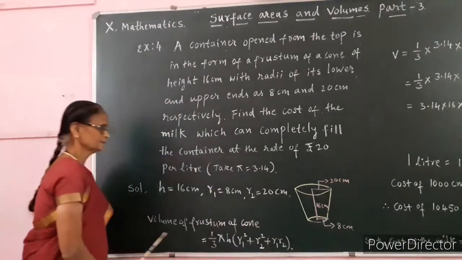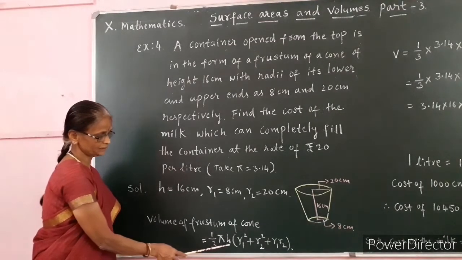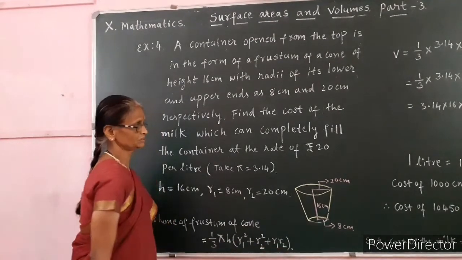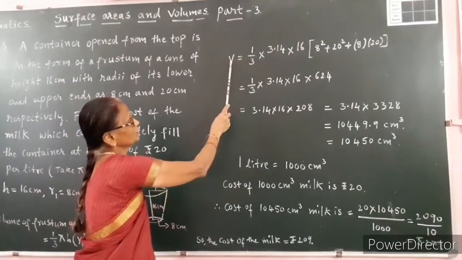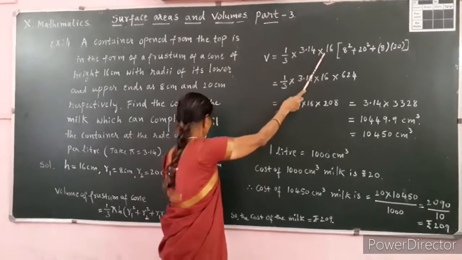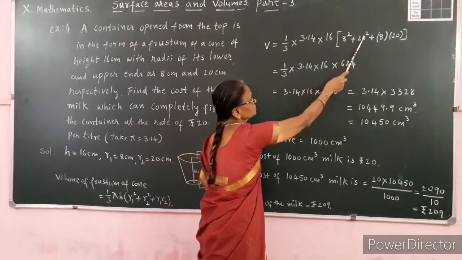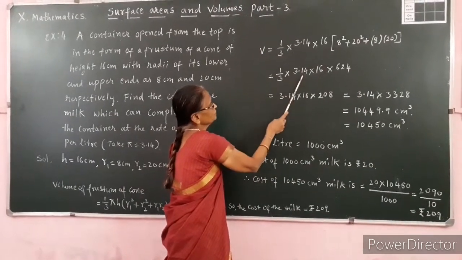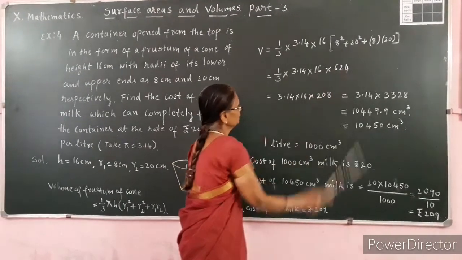Now we know that volume of the frustum of a cone equals 1/3 pi h into (R1 square plus R2 square plus R1 into R2). Now substitute the values of R1, R2 and h in the formula. V equals 1/3 into pi value 3.14 into h is 60, that is bracket 8 square plus 20 square plus 8 into 20. On simplification we will get 624.